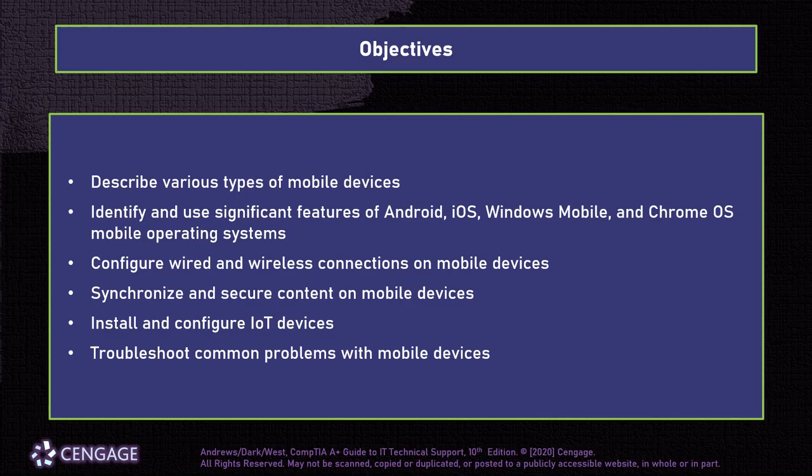We're going to look at different types of mobile devices, how to identify and use significant features of the 4 major operating systems, though in the current climate, unless you're talking about Chromebooks and Microsoft Surface stuff, you're really only talking about Android and iOS as being major players. We're going to look at configuration for wired and wireless connections on these devices, as well as synchronizing and securing content. We're going to look a little bit at the IoT, or Internet of Things, device family, and we're going to look at some common troubleshooting.